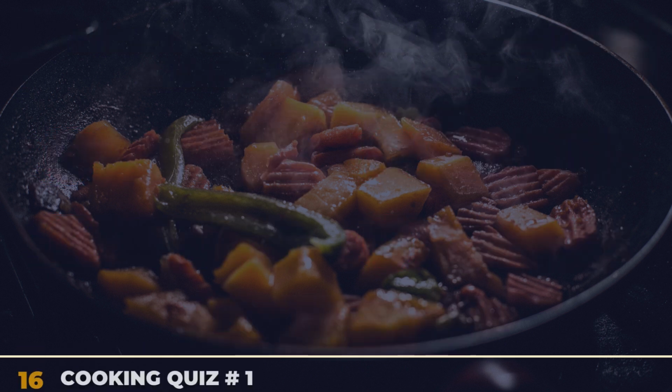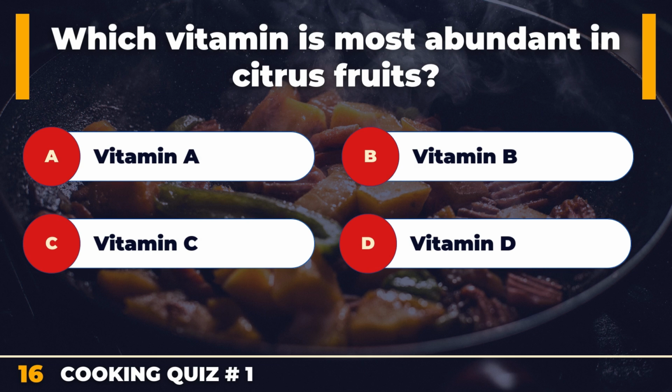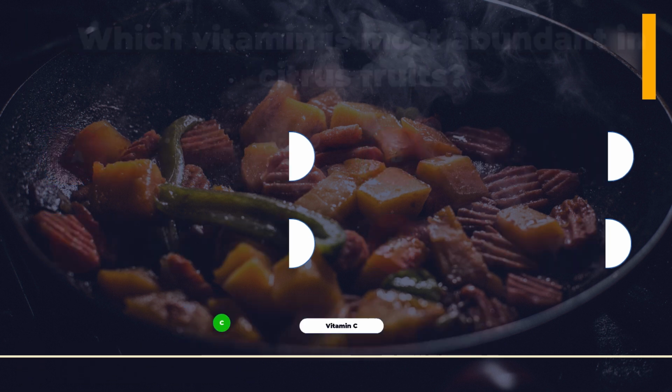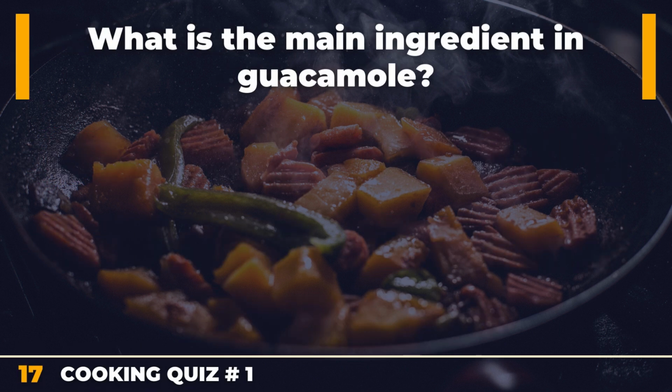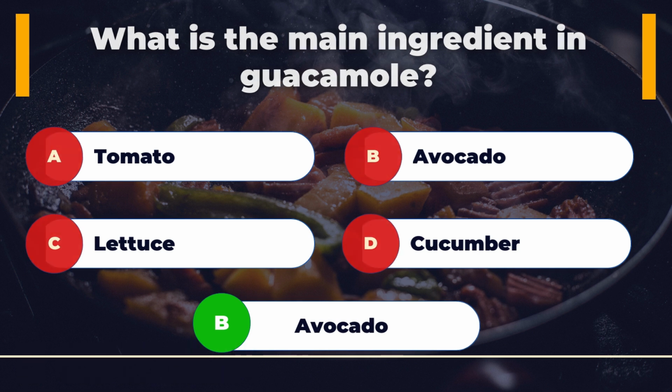Simmering. Which vitamin is most abundant in citrus fruits? Vitamin C. Here is your question number 17. Avocado.